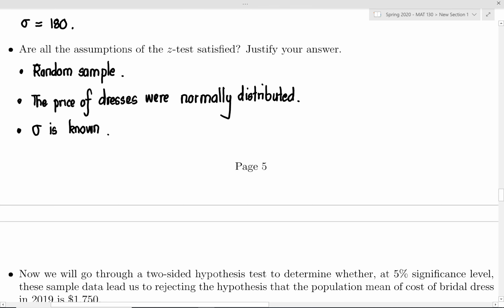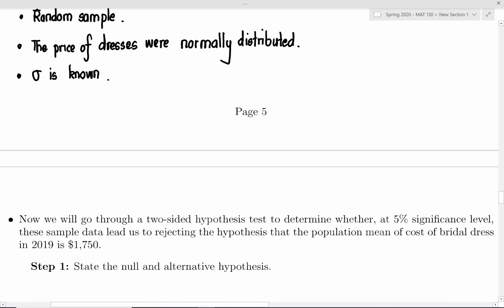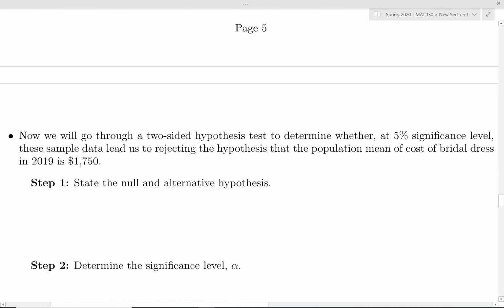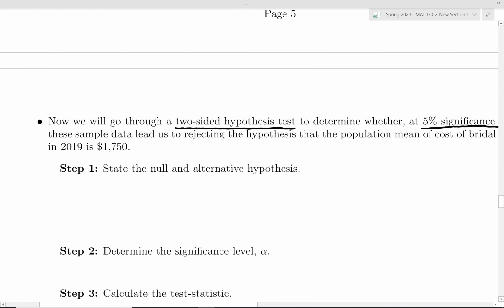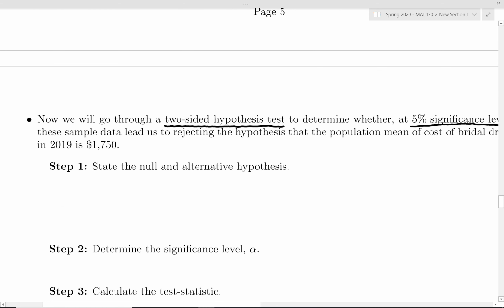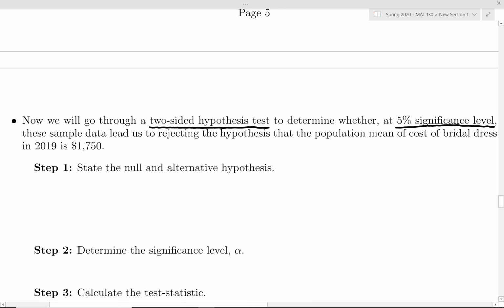All right, so with all of that being said, now we are going to move on to doing a hypothesis test. We are going to work with a two-sided hypothesis test, and the question is, at a 5% significance level, does the sample data lead us to rejecting the hypothesis that the population mean of bridal dresses in 2019 is 1750?